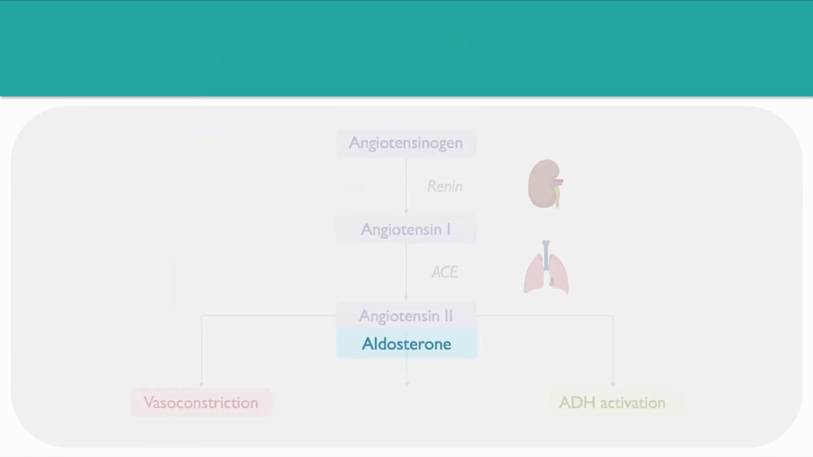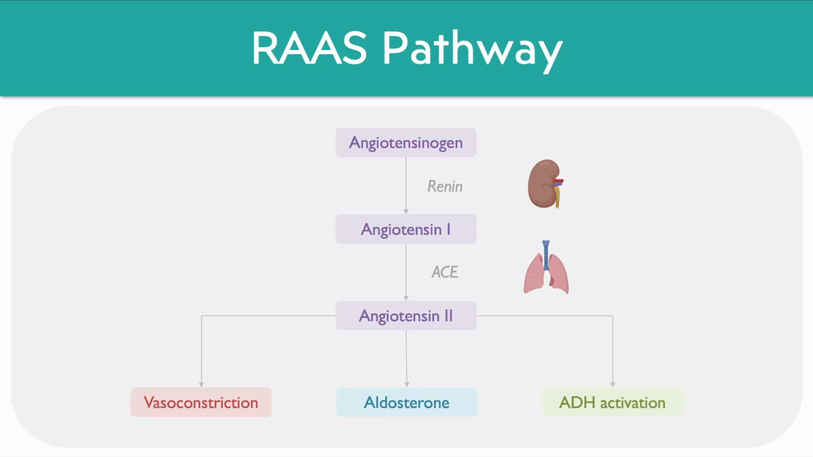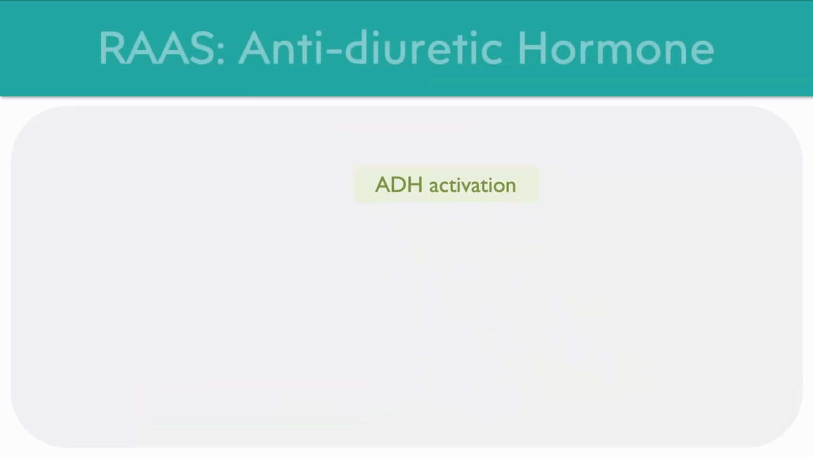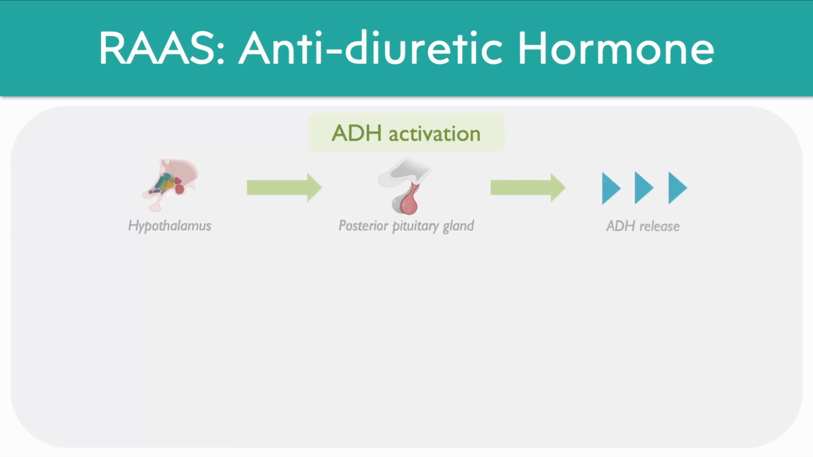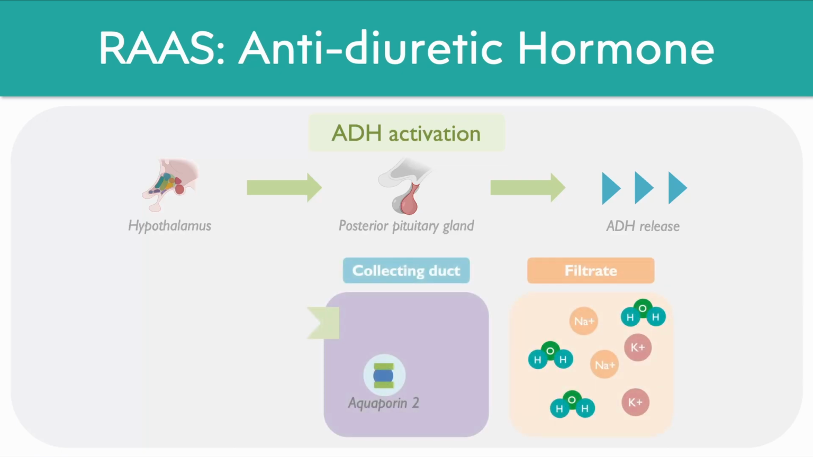Let's now take a look at the third and final effect of the RAAS pathway, which is to increase anti-diuretic hormone activation. ADH is produced in the hypothalamus and is then secreted into the blood via the posterior pituitary gland. Angiotensin 2 basically helps to drive both the production and the release of ADH, and the hormone then acts on the collecting ducts of the kidneys to exhibit its effects.